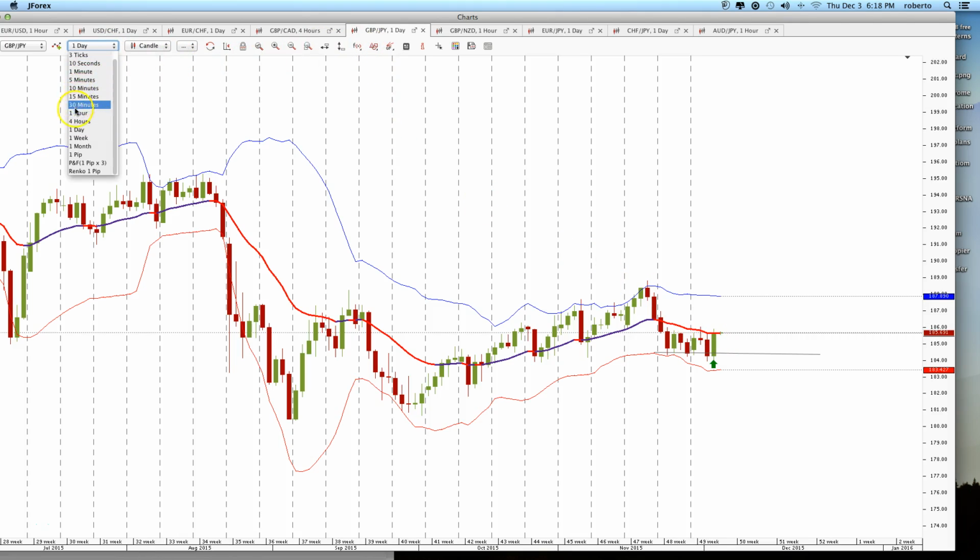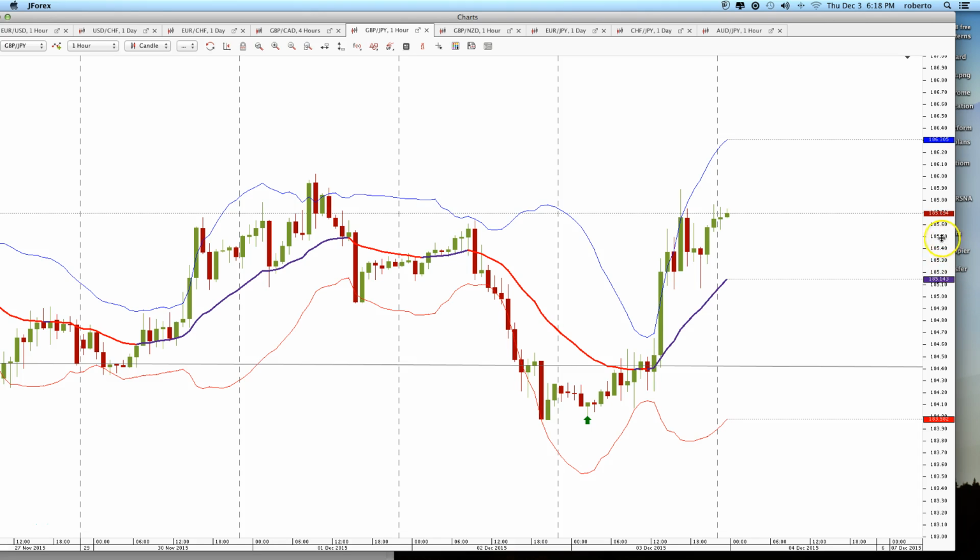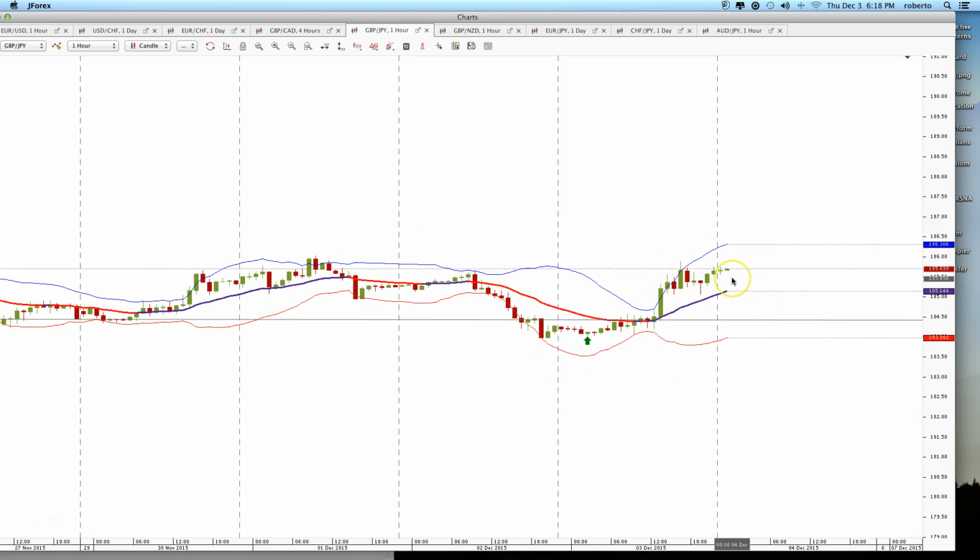The way I would trade this is just go to the 1-hour chart and wait for the retracement before taking a trade on this pair.